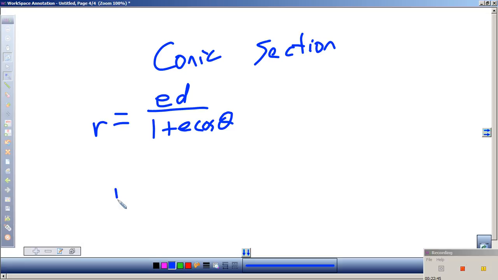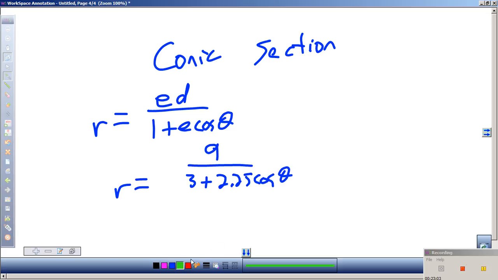So let's see, if we have r equals 9 over 3 plus 2.25 cosine theta. First, what shape is it? On a test, I might just give you an equation and ask you to identify whether this is a vertical parabola, a vertical or horizontal hyperbola, or a vertical or horizontal ellipse. So first, what's the shape? Parabola, ellipse, or hyperbola? And how did you tell?